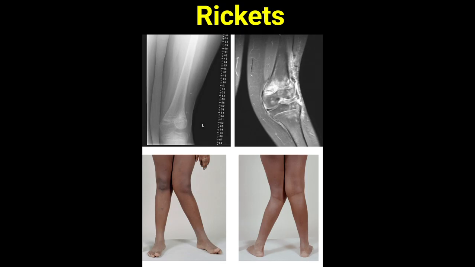For NCLEX, remember the key concepts. Vitamin D deficiency leads to poor calcium absorption, resulting in soft bones, bowed legs, and rachitic rosary. Treatment focuses on vitamin D replacement, adequate calcium intake, and appropriate sunlight exposure.